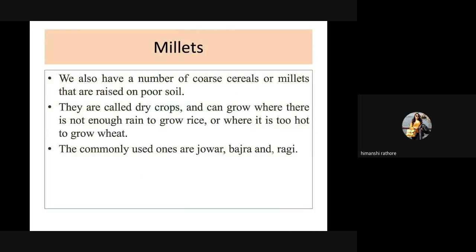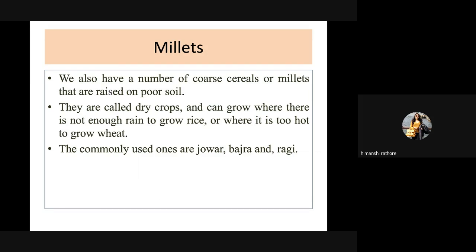Now moving forward, after reading about the cereals, there is another category which is being used on a large level, and that is millets. There are a number of coarse cereals or millets being cultivated in our country. They are known as millets. They are also called dry crops because they can grow where there is not enough rain available.